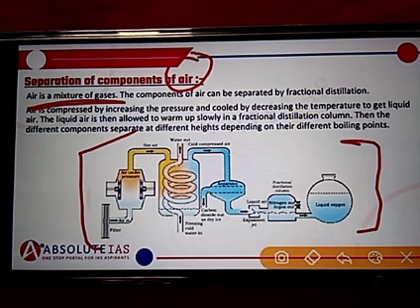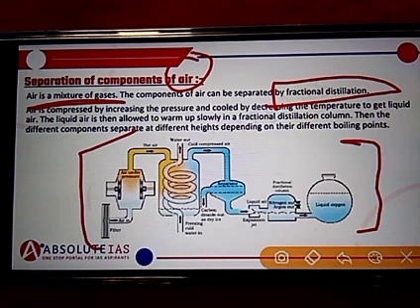The process is this: air is compressed by increasing the pressure and cooled by decreasing the temperature to get liquid air. The liquid air is then allowed to warm up slowly in a fractional distillation column. Then the different components separate at different heights depending on their different boiling points.